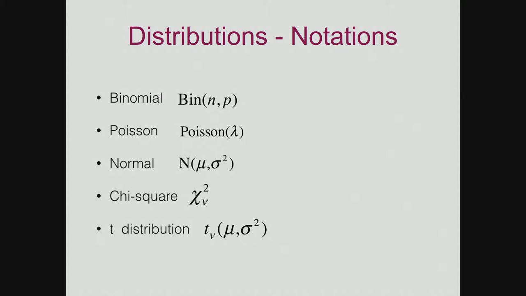So if you see Bin with n and p, you know that this is the binomial distribution. And Poisson is the Poisson rate. It's obvious. And then normal would be Gaussian with the mean mu and standard deviation, then the chi-square distribution, and the t-distribution.